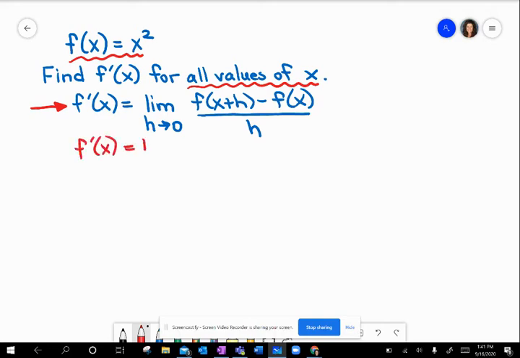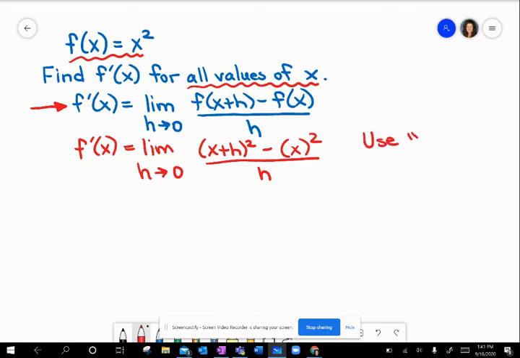So how this would work then, we will have the limit as h goes to 0, and the function is x squared. So it's going to be the quantity x plus h squared minus x squared, all over h. So you notice the only difference in what I'm doing right now is I'm using x instead of using a specific point, or a specific value for x.